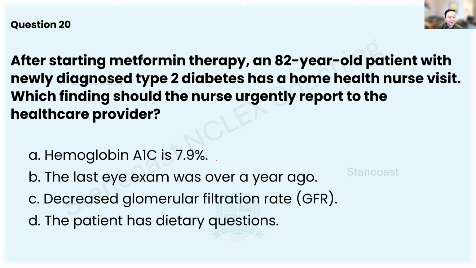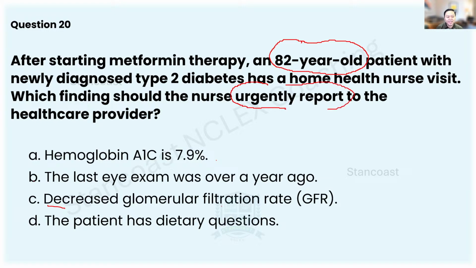Okay, that's letter A. Letter B, the last exam was over a year ago. Or C, decreased glomerular filtration rate. Or D, the patient has dietary restrictions. So your patient, after starting metformin therapy, they were taking the metformin, right? 82-year-old patient. That is a good information, especially a patient taking metformin, an older person. So which of the findings here would require you to urgently report to the medical provider?